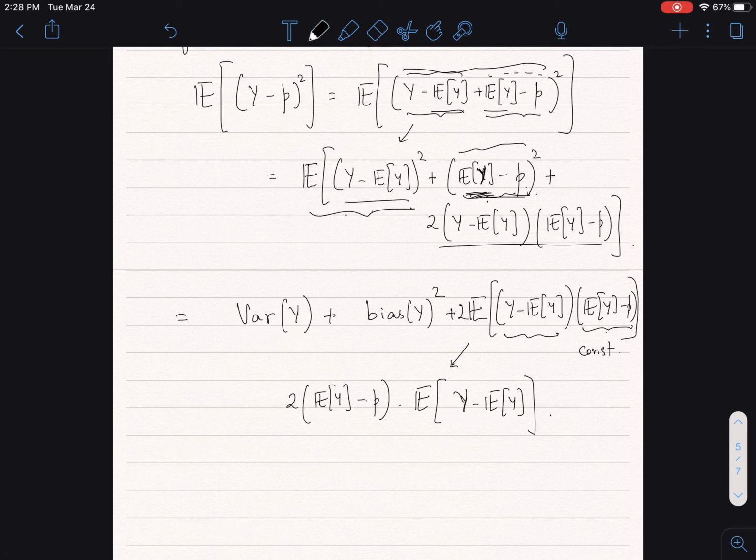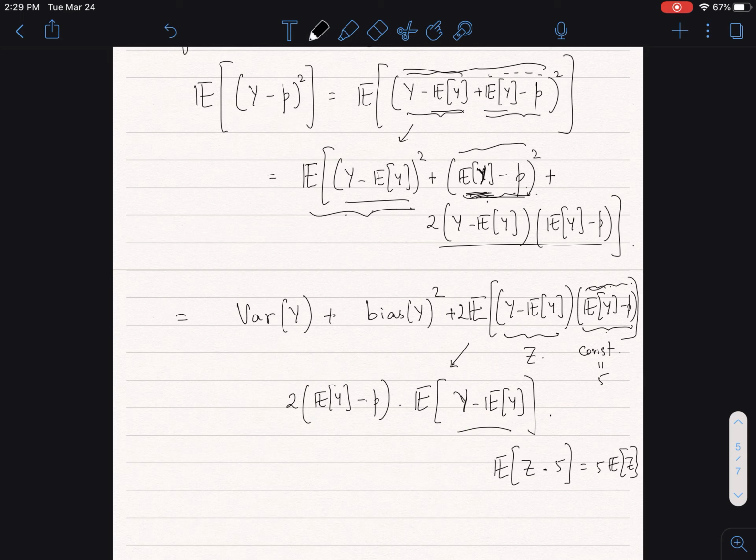What did I do here? Think of this as some random variable z, and think of this as some constant, let's say 5. Then I'm just saying that the expected value of z times 5 is just 5 times the expected value of z. It's as simple as that. All I'm doing is this is some random variable, it has some expectation, and this is some constant because the expected value of y is some constant. This in fact is exactly the bias, right?